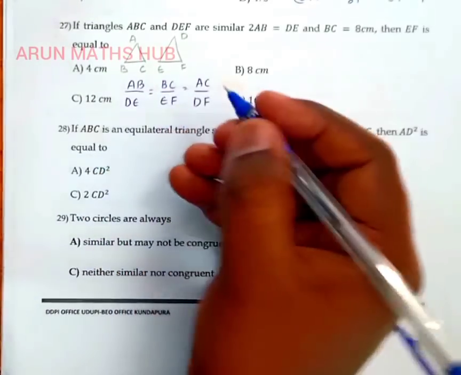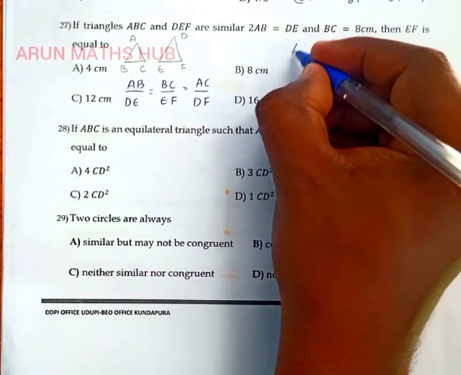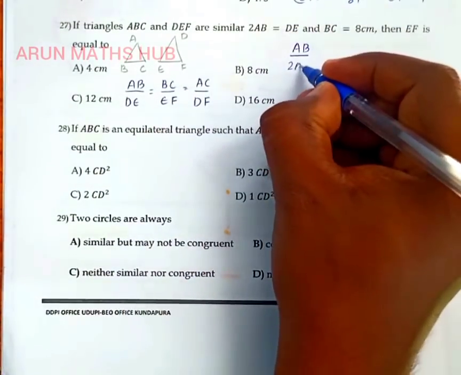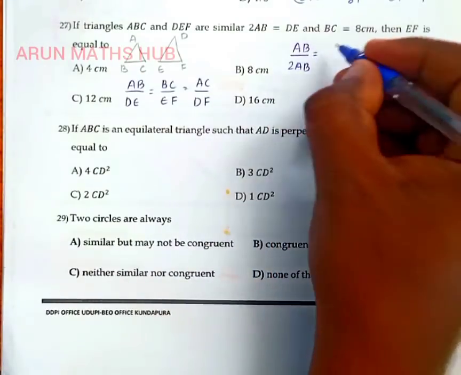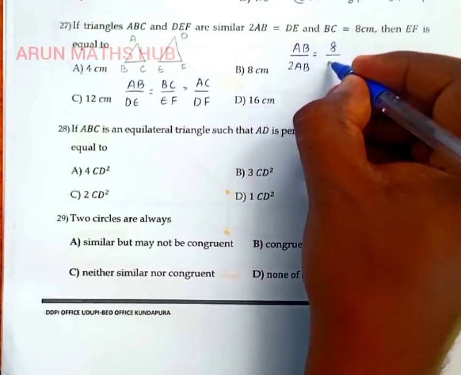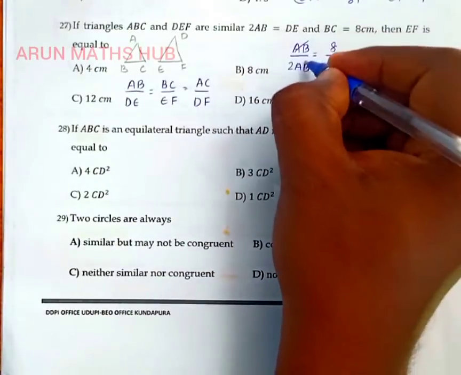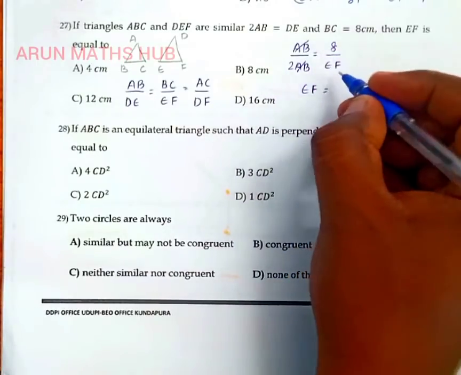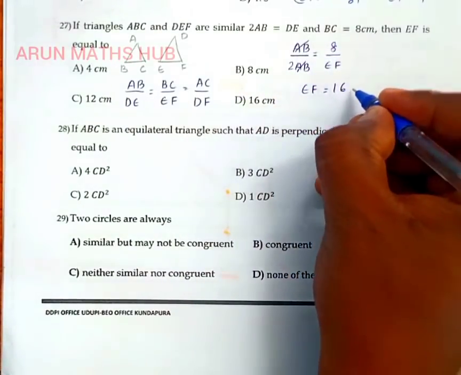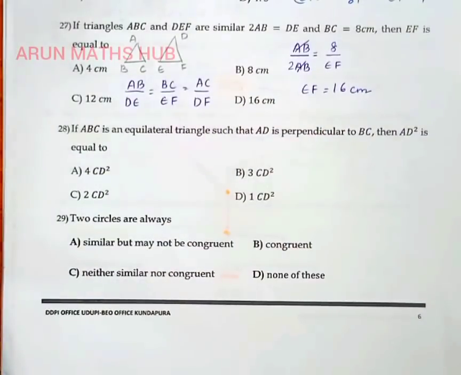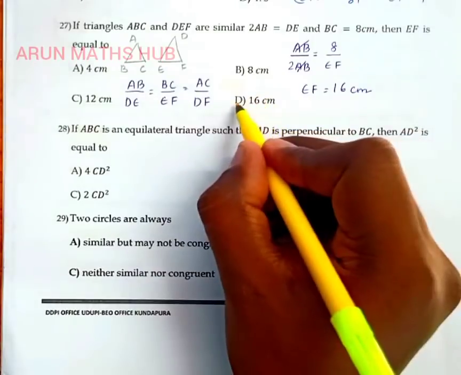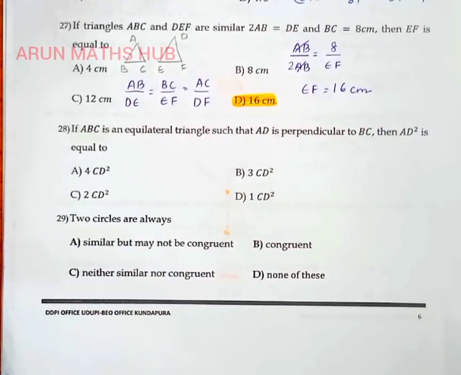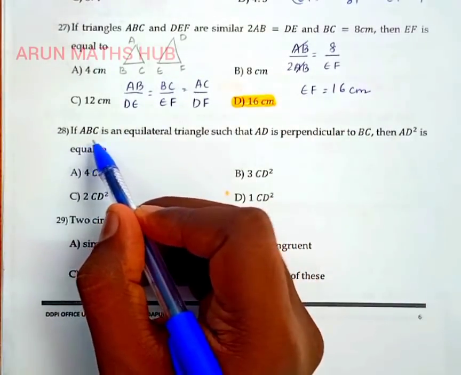Now take the ratio AB by DE equals BC by EF. AB value is as it is. DE is equal to 2AB. BC value is 8. We need to find out EF. Now AB and AB will cancel out. Now EF equals 2 times 8, which is 16. Just cross multiply. Therefore the length EF is 16 centimeter. Be careful when you are calculating this kind of problems.